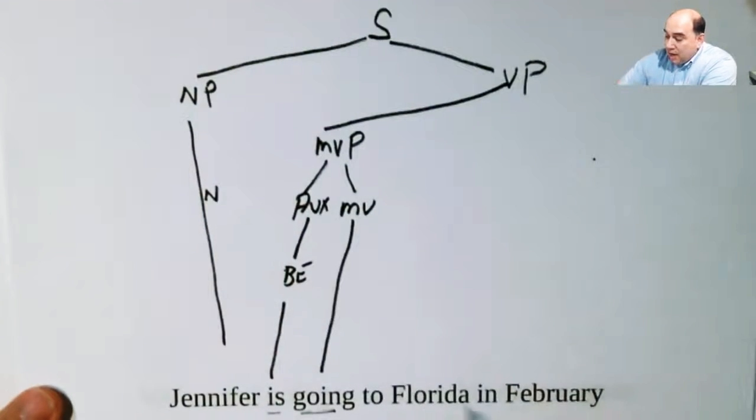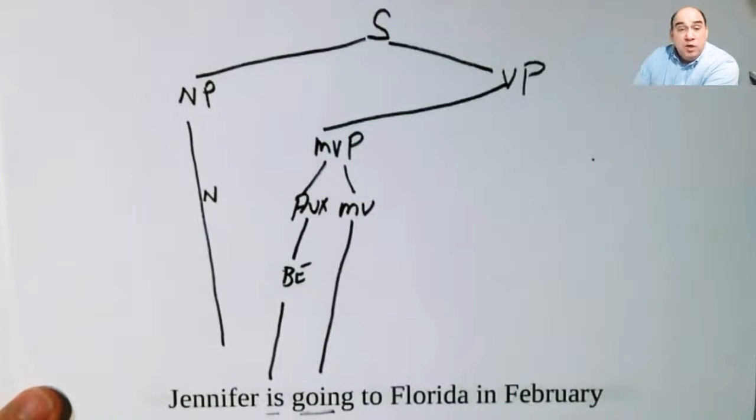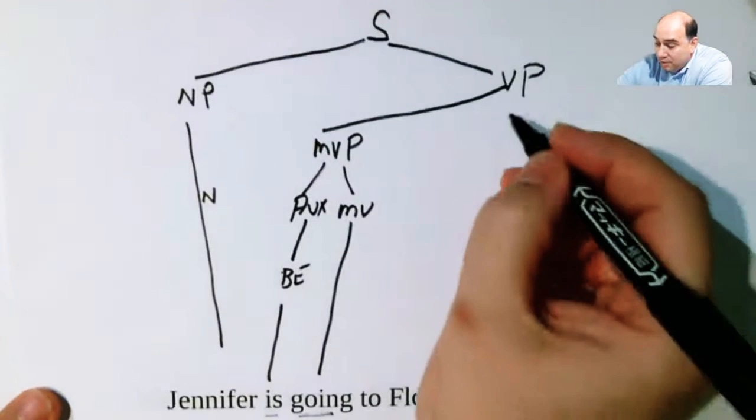Now, to Florida in February. I've got two prepositional phrases here. And what do they do? Their form is prepositional phrase. Their function is going. Where going? To Florida. When going? In February. I've got two adverbial phrases here.